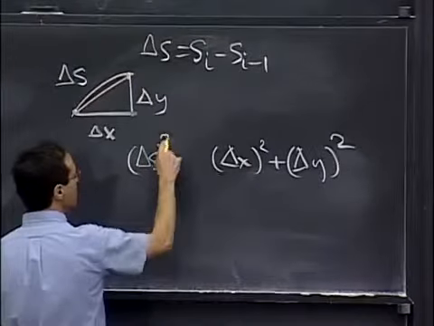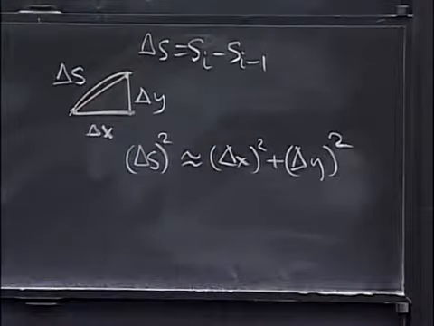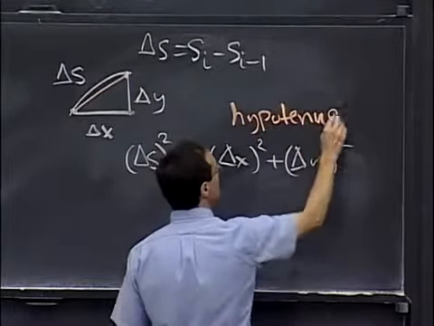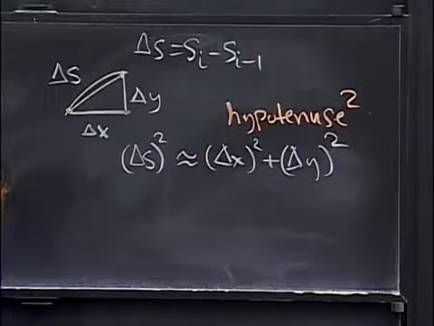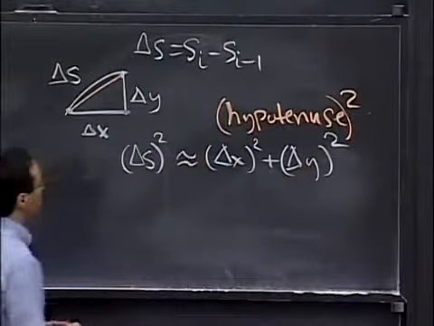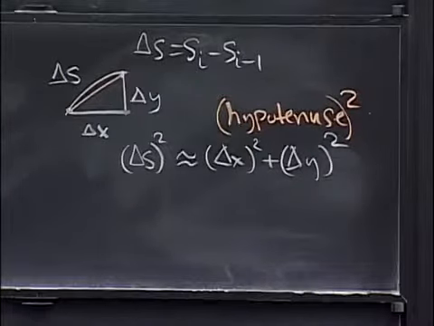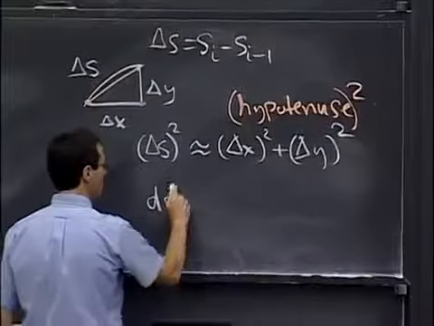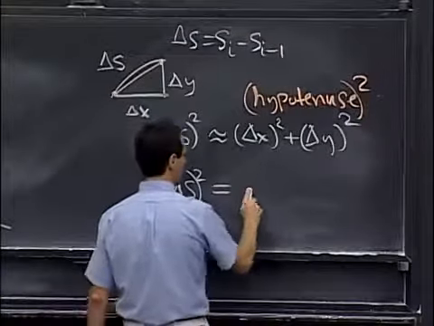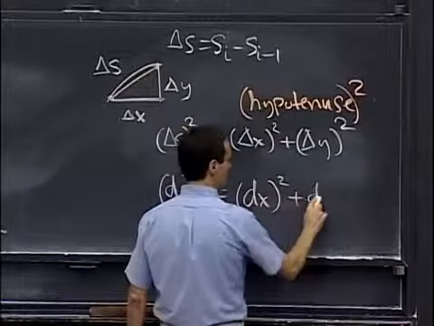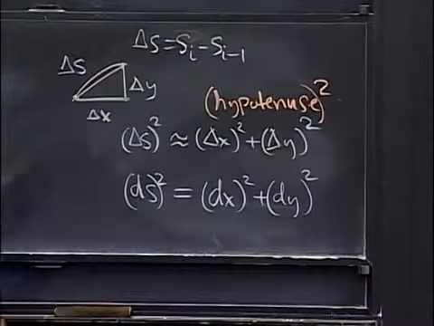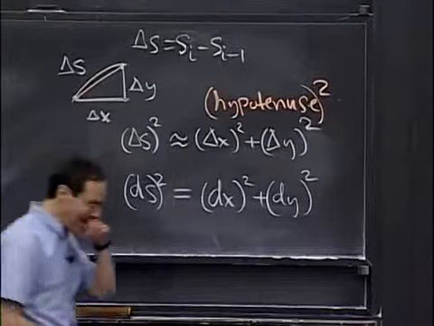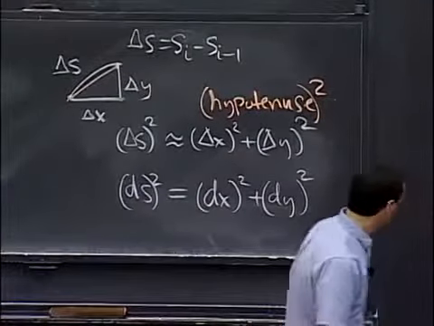So what we're saying is that delta S squared is approximately this. All right? So this is the hypotenuse squared, and it's very close to the length of the curve. And the whole idea of calculus is that in the infinitesimal, this is exactly correct. All right, so that's what's going to happen in the limit. And that is the basis for calculating arc length.